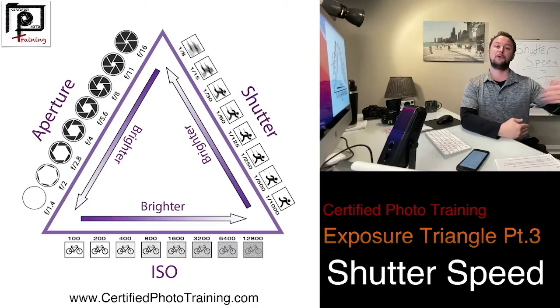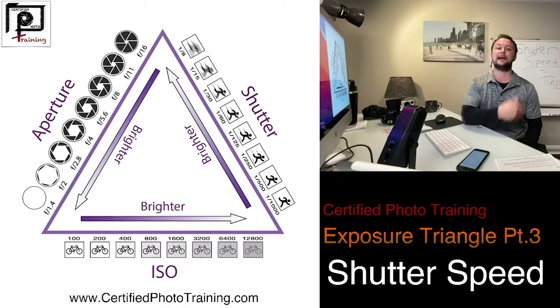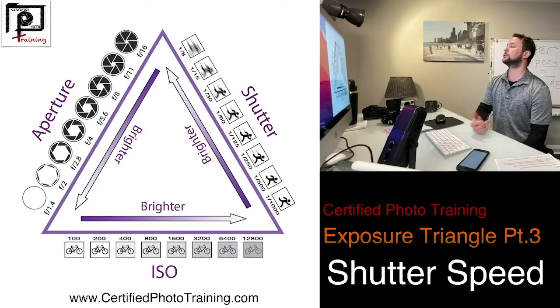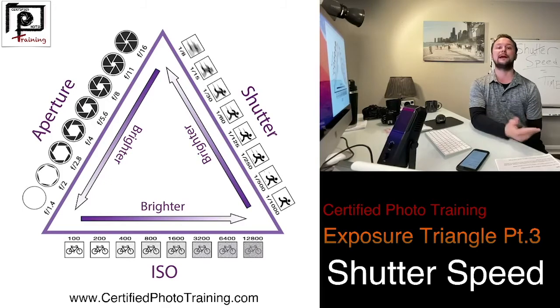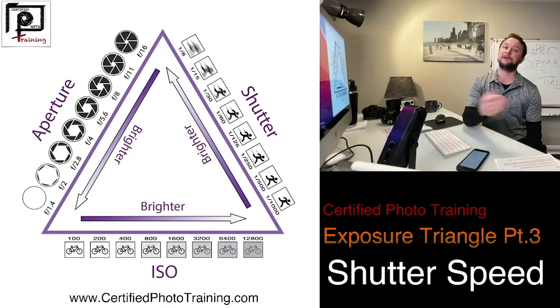So when there is more time, there's literally more time for light to be allowed into your camera, which is why they call it a longer shutter speed. So longer shutter speeds are used to allow in more light. That's a good way to think of it. The more time, the more light. So that's a good way to think about it.